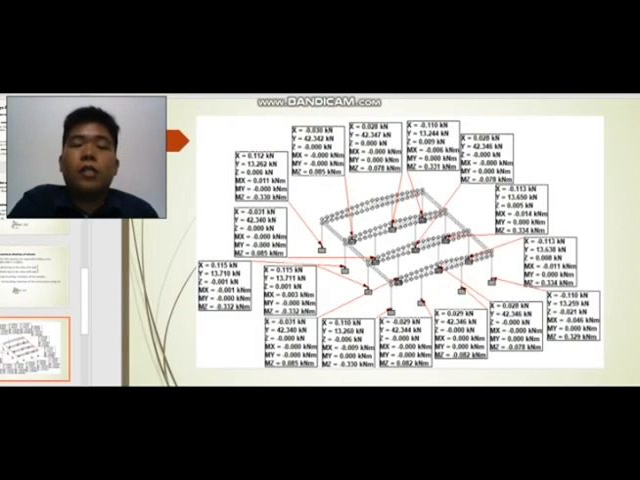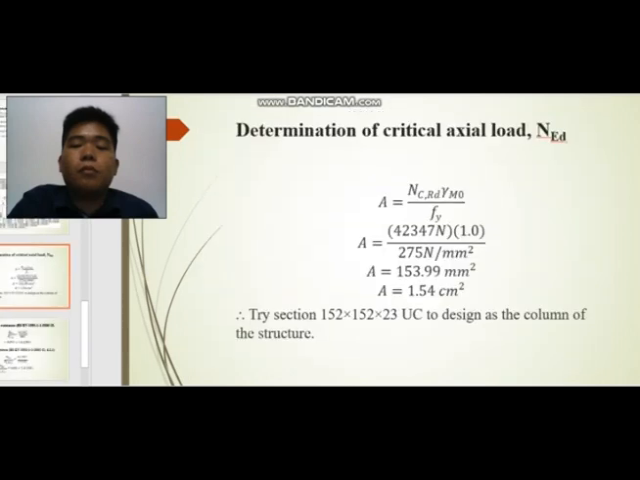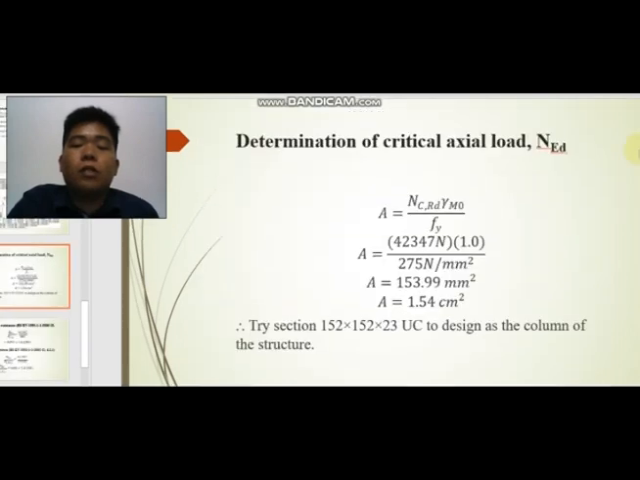This is the figure of the reactions that we obtained from step 4. As you can see, the maximum and critical column load is equal to 42.347 kN. So we will take it as NEd to design our column. The determination of the critical axial load.